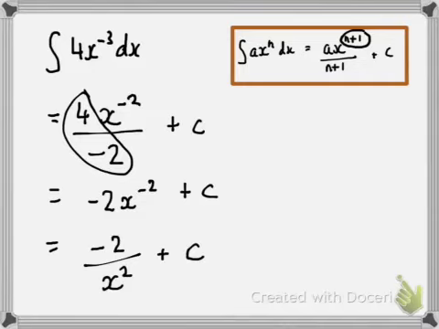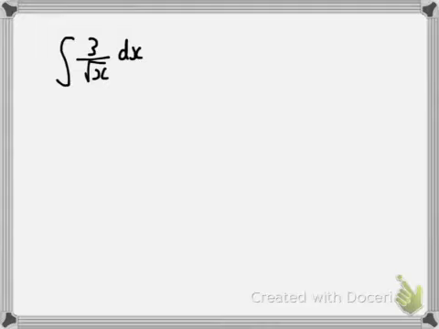So there's our next example. Next one. Integral of square root of 3 over the square root of x dx. We're going to change that straight away to the integral of 3x to the negative a half dx.